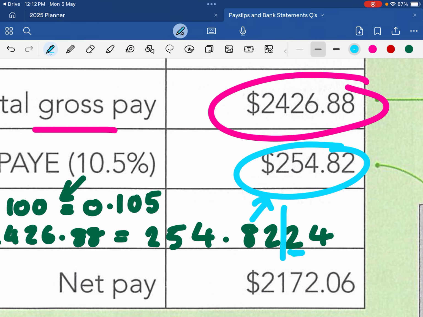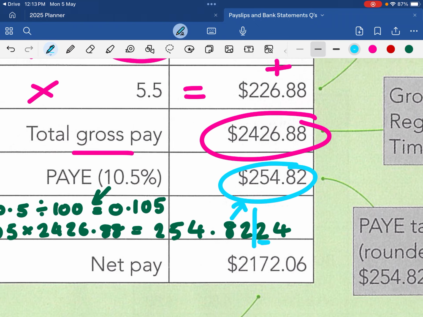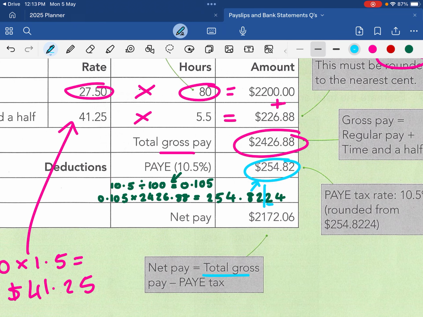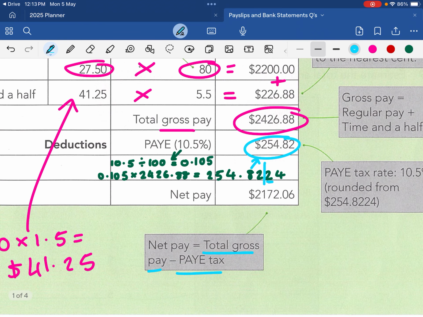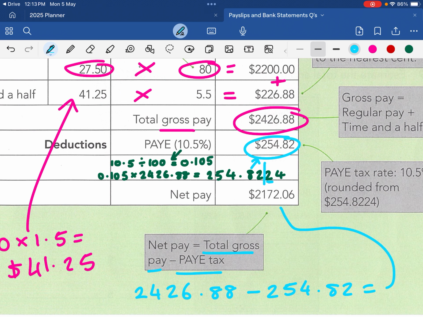Okay, now that tax goes to the government. It never lands in your bank account. So how we get the net pay is you do the total gross pay, take away the PAYE tax. So they've got this number that lands in your bank account by doing 2426.88, take away 254.82, and that gives you how much you actually get paid. There are questions on this on the question worksheet that you've got. Give these a go now.